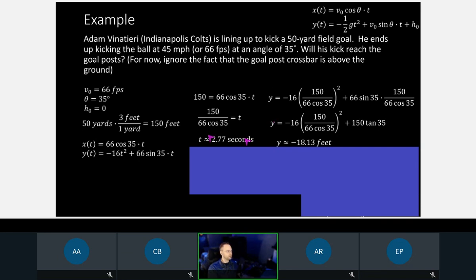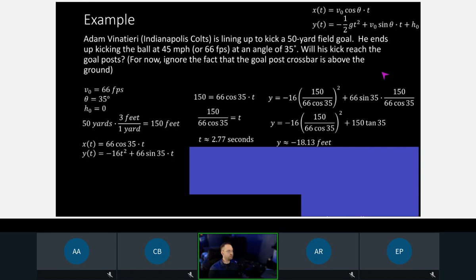All right. So at 2.77 seconds, the ball is at negative 18.13 feet. What does that tell us? Now we have to comprehend what's going on. So what does that tell us? It's underground, so it didn't make it. Yeah, the ball did not make it.